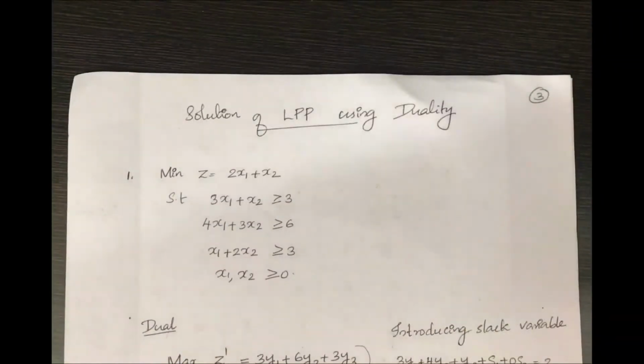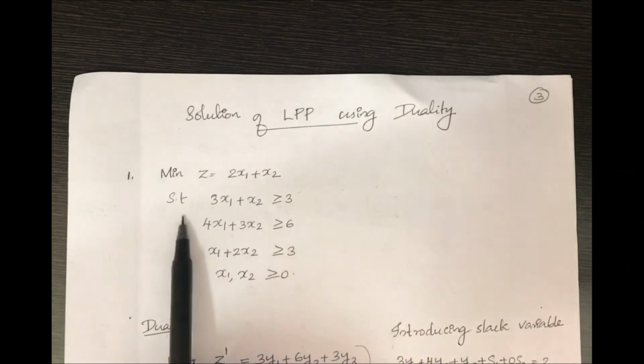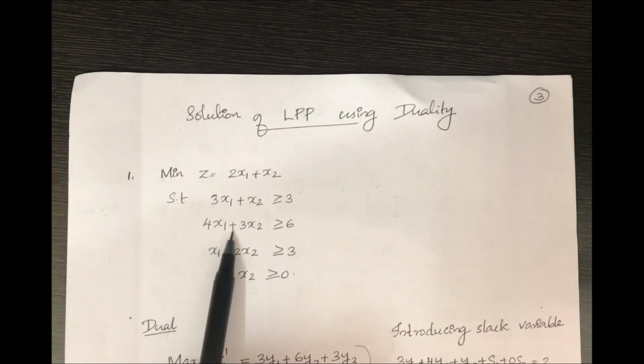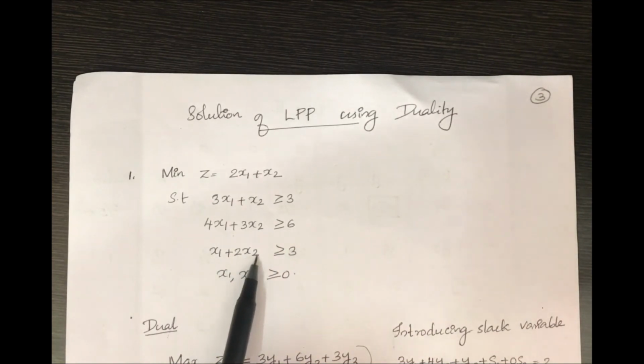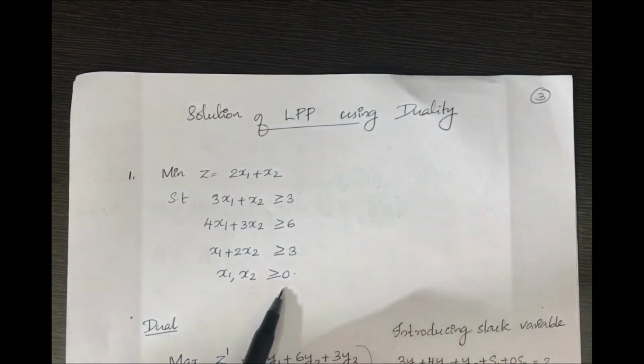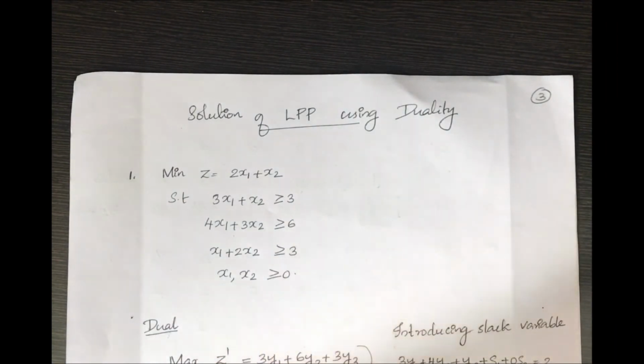LPP using duality. This is the question. Minimize z equal to 2x1 plus x2 subject to 3x1 plus x2 greater than or equal to 3, 4x1 plus 3x2 greater than or equal to 6, x1 plus 2x2 greater than or equal to 3, x1, x2 greater than or equal to 0.